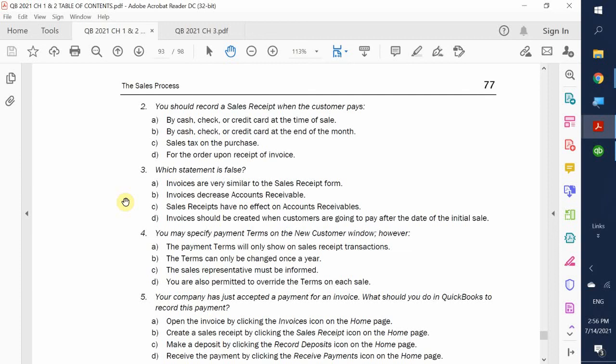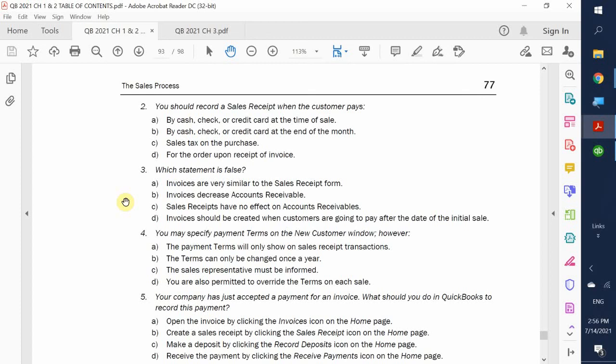Invoices decrease accounts receivable. Is that B or D? D as in dog. B as in boy. Okay. Invoice, that is false, right? Invoices actually increase accounts receivable. It increases the amount that people owe you.